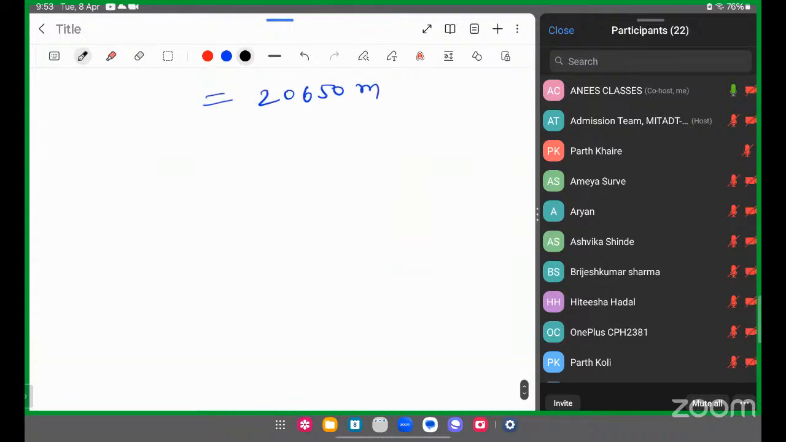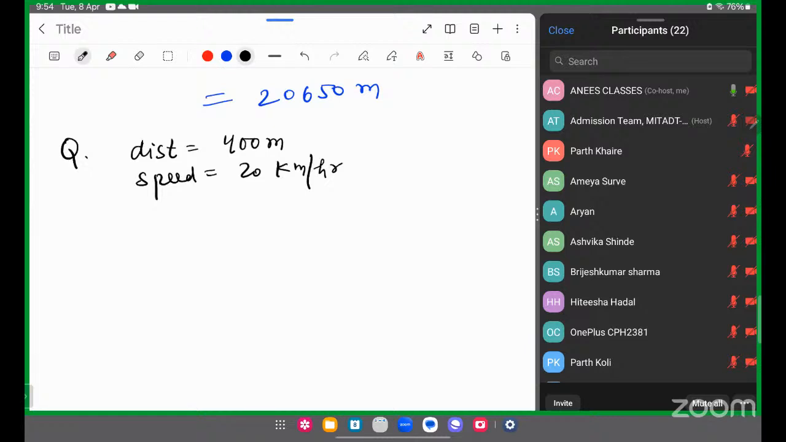Next question is, how many minutes does Aditya take to cover a distance? Distance is given to us, that is 400 meter. If he runs at a speed is given to us 20 kilometer per hour. Question is, how many minutes does Aditya take to cover 400 meter if he runs at a speed of 20 kilometer per hour? So how will you solve it?